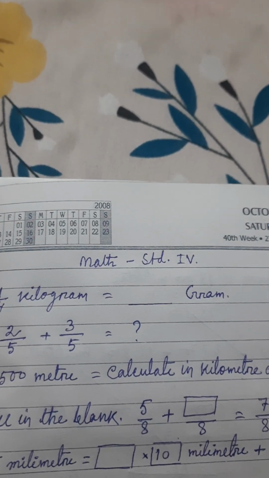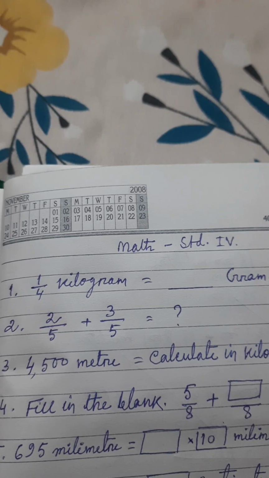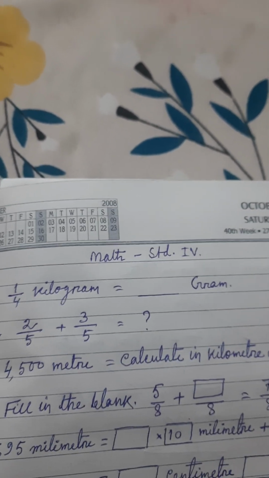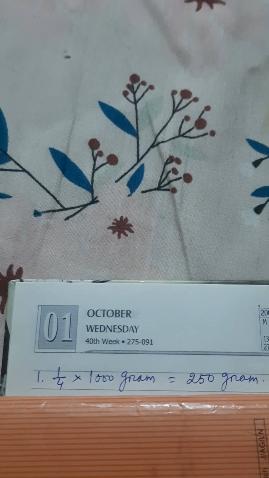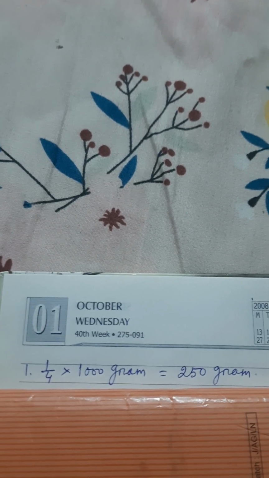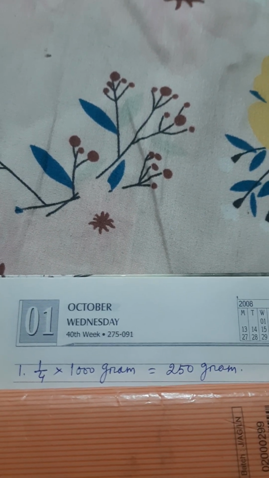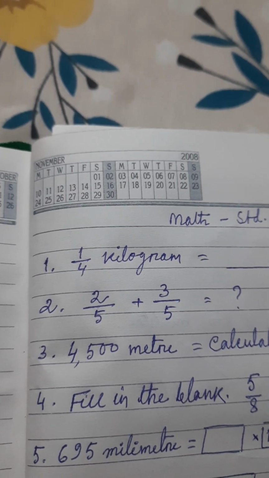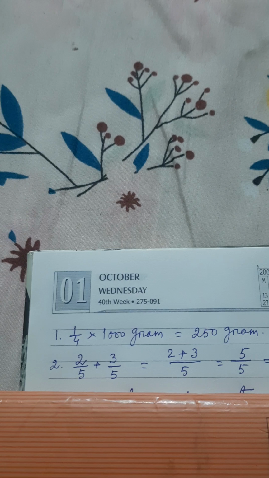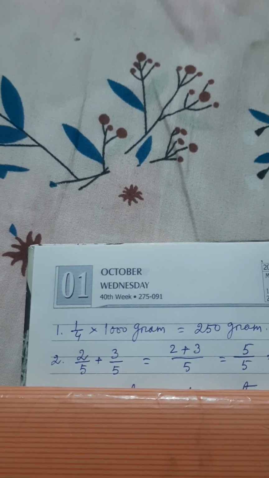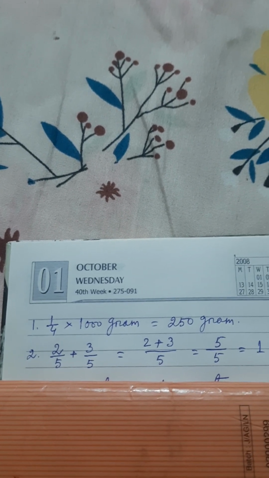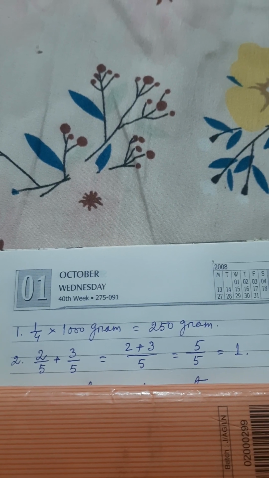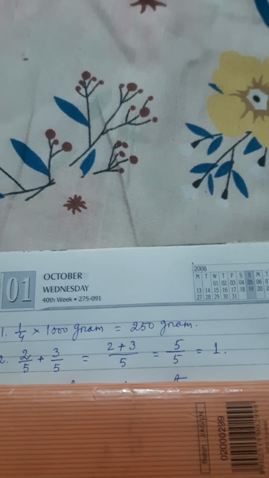Mathematical problem of standard 4. 1 by 4 kilogram is dash gram. 1 by 4 into 1000 gram is 250 gram. 2 by 5 plus 3 by 5 is equal to numerator 2 plus 3, denominator 5, is equal to 5 by 5, is 1.